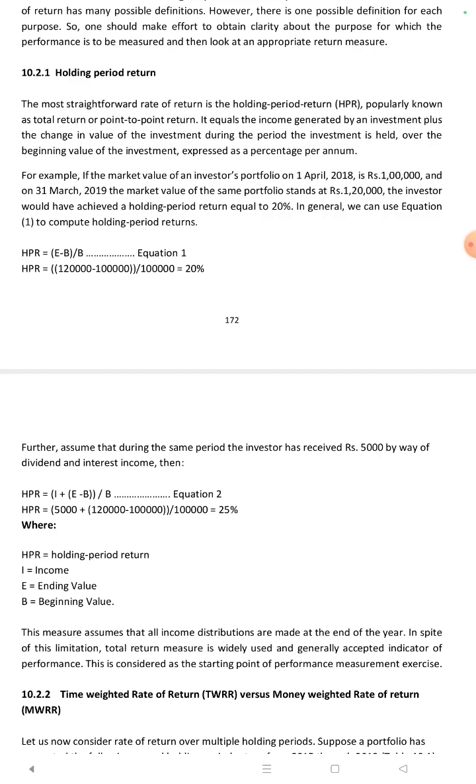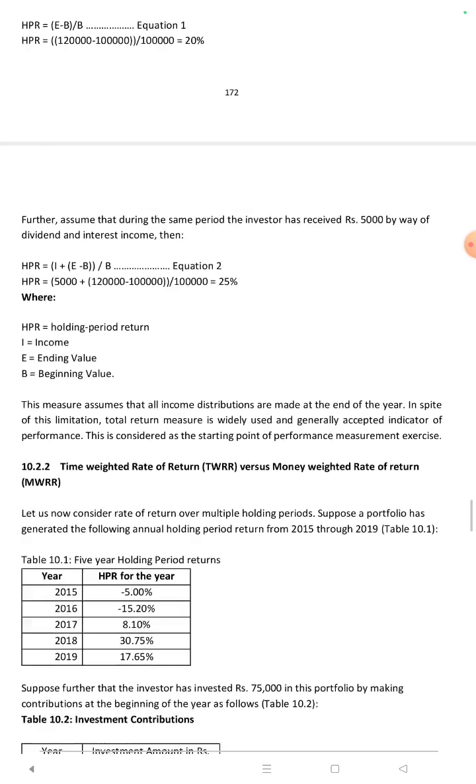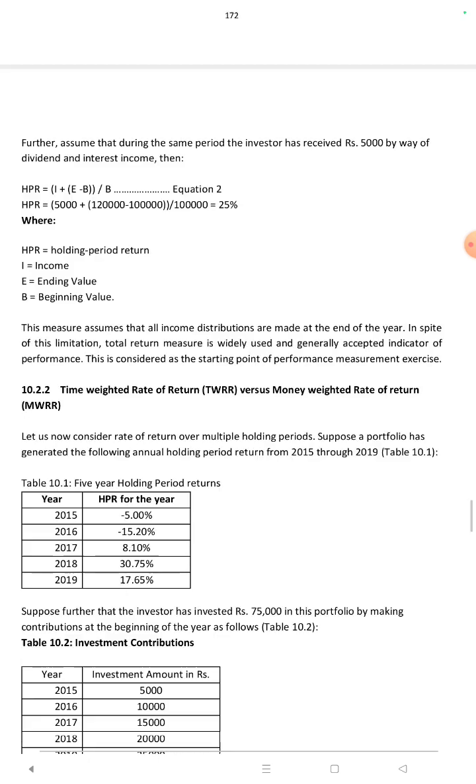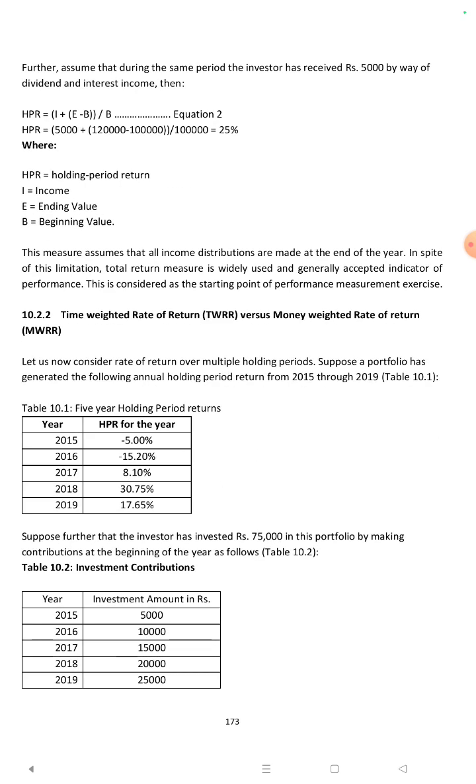In general we can use the equation. ठीक है, तो इसका कैलकुलेशन कैसे करेंगे? तो जो मार्केट वैल्यू है 1,20,000 माइनस 1,00,000 डिवाइडेड बाई 1,00,000, तो 20% रिटर्न आ जाएगा. फर्दर असयूम that during the same period the investor has received 5,000 by way of dividend or interest income, then तो 5,000 प्लस, तो 25,000 हो जाएगा. HPR होल्डिंग पीरियड रिटर्न, इनकम, एंडिंग वैल्यू एंड बिगनिंग वैल्यू.